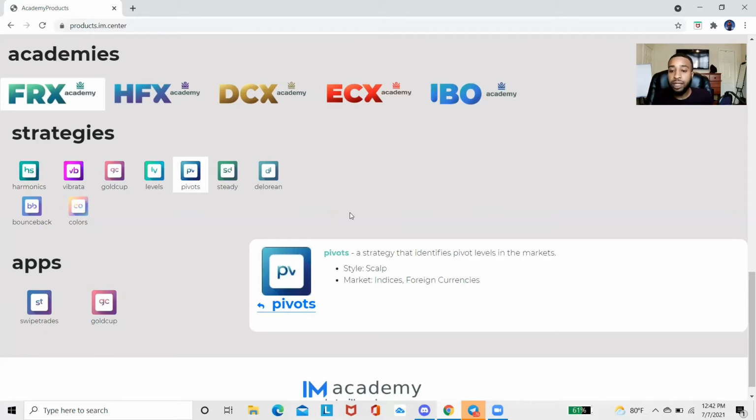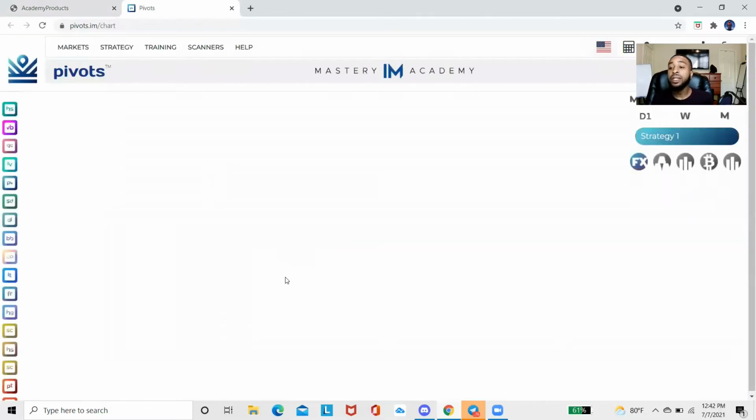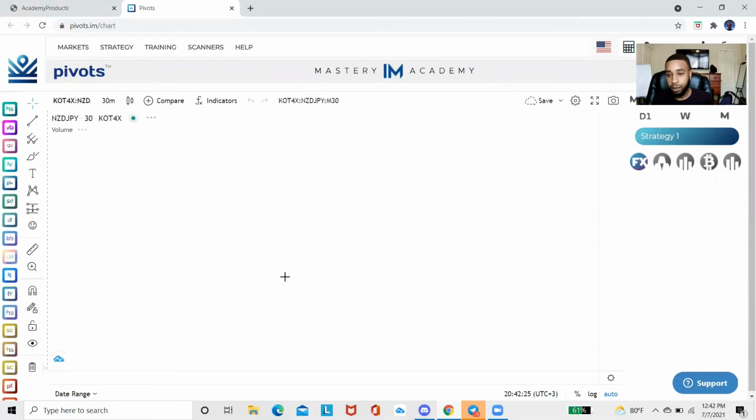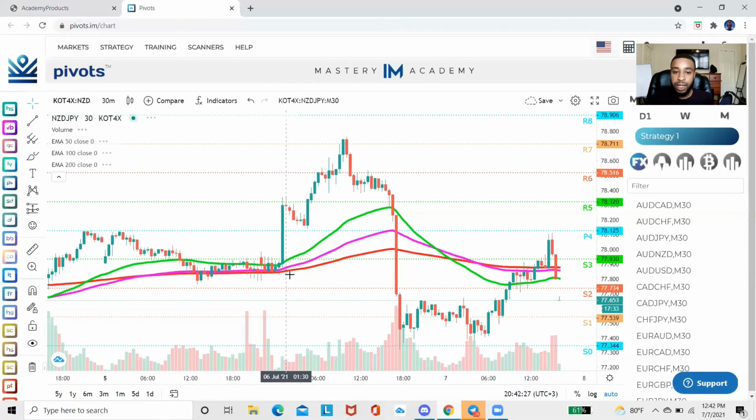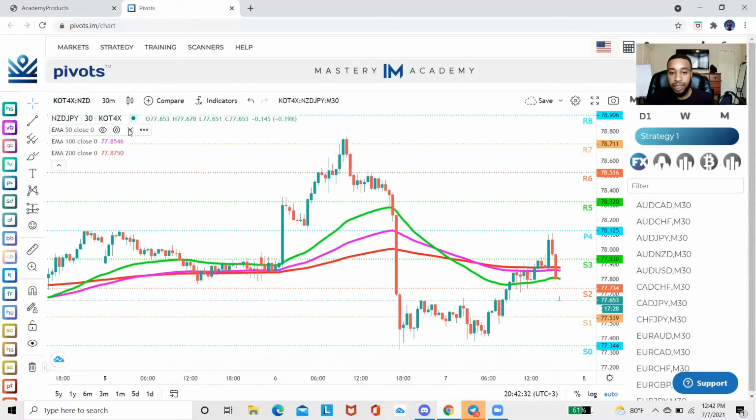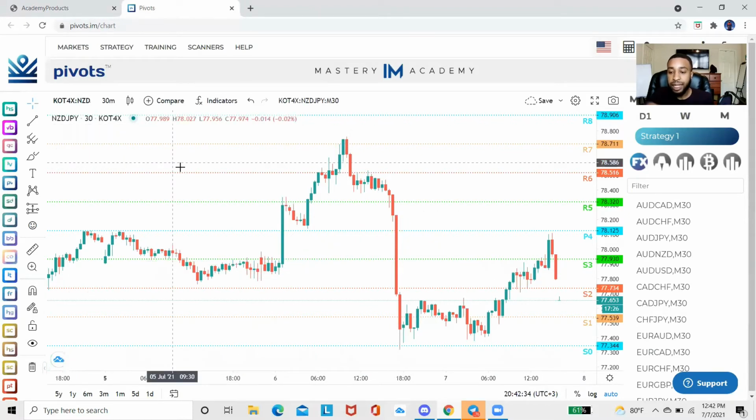Now, what I want you guys to really focus on is, after I click this, it's going to get really, really colorful. It's going to look like a rainbow to a certain extent. What I want to do is get rid of all these indicators, because I want you guys to just see the naked pivots chart.